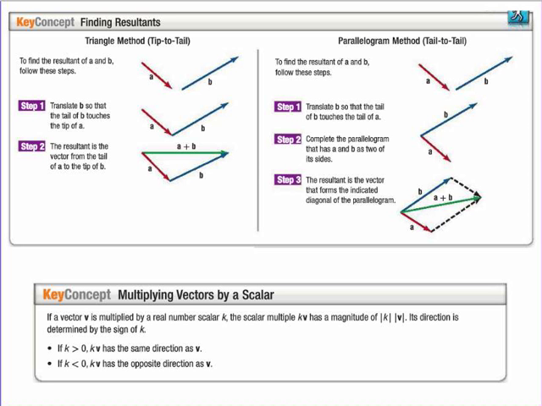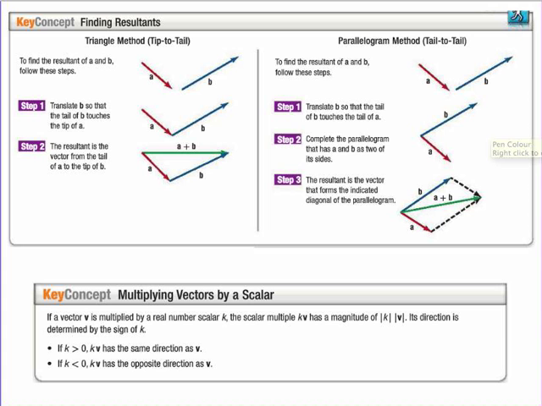This looks confusing, but it's actually really, really easy. So if you notice what it says, to find the resultant of A and B, follow these steps. So here I have vector A and vector B. Okay? And so how I can do this is there's two methods. There's the triangle method and the parallelogram method. I will use the triangle method.